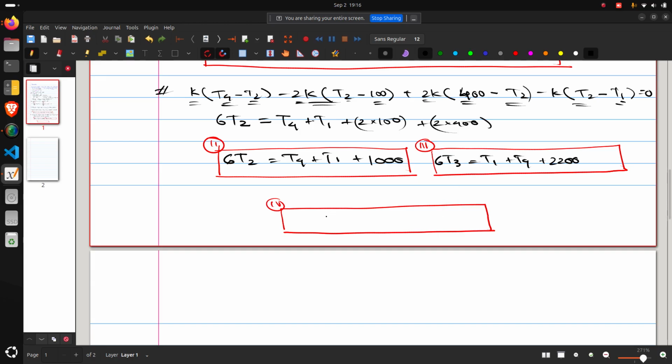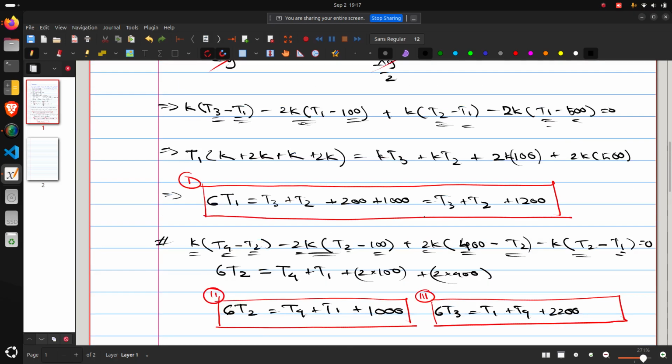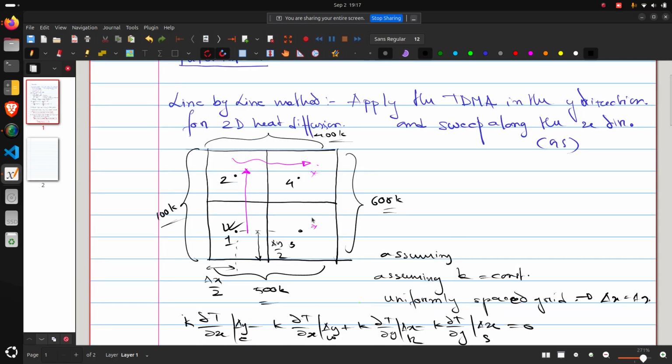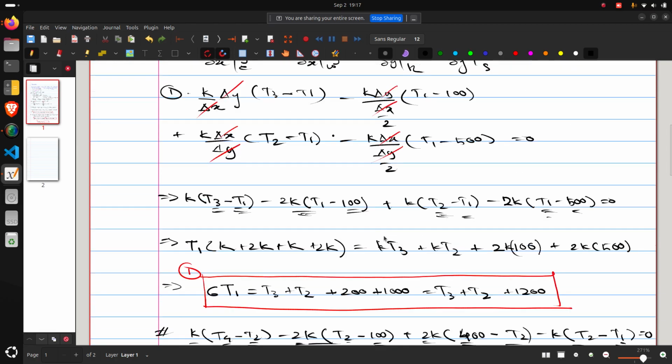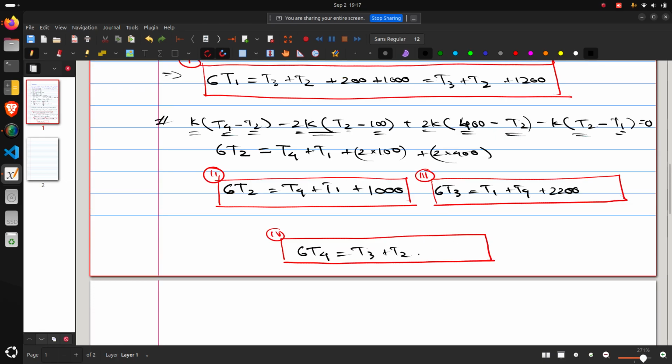Now again for the fourth cell, 6T4 is nothing but the neighbors T3 and T2, plus 400 times 2 plus 600 times 2. This will come out to be 800 and 1200, that is 2000.